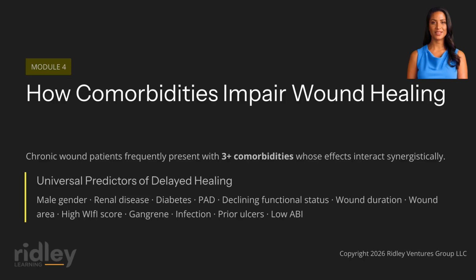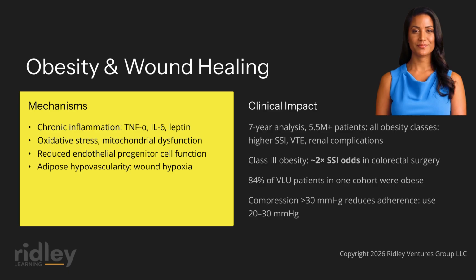Understanding the specific mechanisms by which each major comorbidity impairs healing lets you implement targeted interventions and modify treatment algorithms for complex patients. Let's start with obesity and its impact on wound healing. Obesity impairs wound healing through multiple interconnected mechanisms operating at systemic, cellular, and tissue levels.